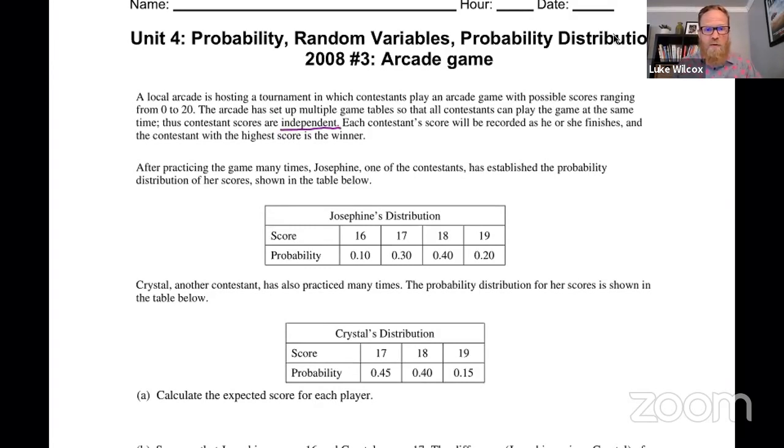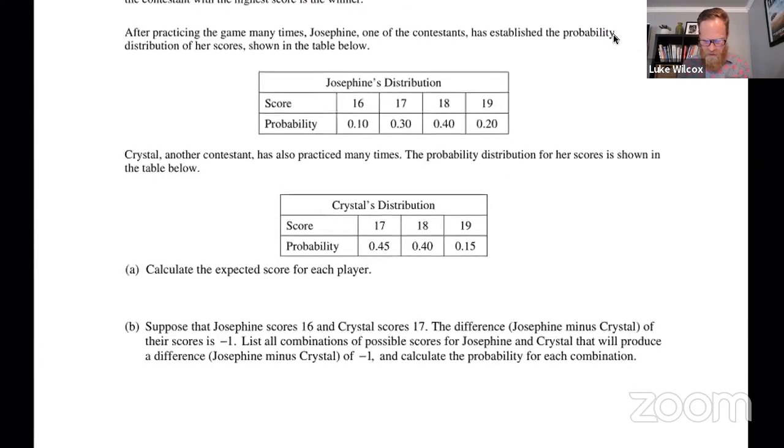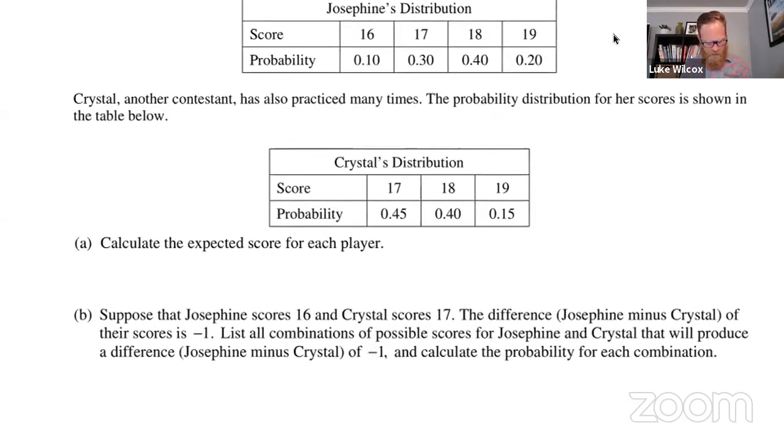Each contestant's score will be recorded as he or she finishes, and the contestant with the highest score is the winner. After practicing the game many times, Josephine, one of the contestants, has established the probability distribution shown in the table. Crystal, another contestant, has also practiced many times. The probability distribution for her scores are shown in the table below. Part A, calculate the expected score for each player.